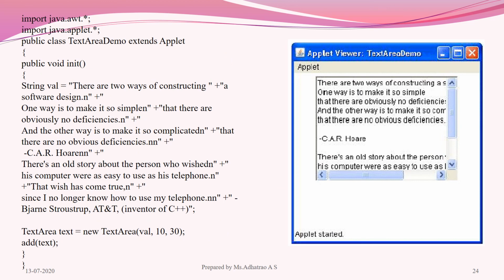So this is the example of TextArea. In a string I am passing some sentences as a paragraph, creating the TextArea object and passing the string with the height and width for the text area. So when we successfully execute the program, the window will appear as shown here. So this is all about the text area.